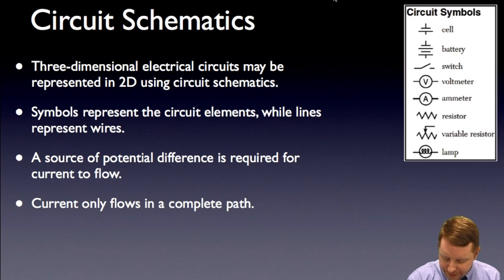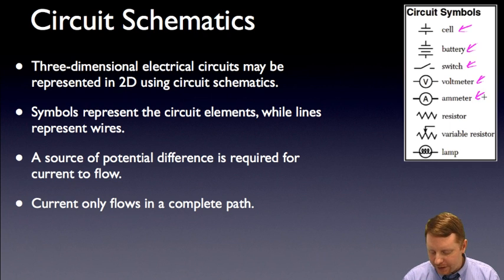So, some of our circuit symbols: we've got a cell. Cells connected together give you a battery. Then a switch, a voltmeter and an ammeter, which we'll talk about in another video, a resistor, a variable resistor, and finally a lamp, which is basically a resistor that gives off light.